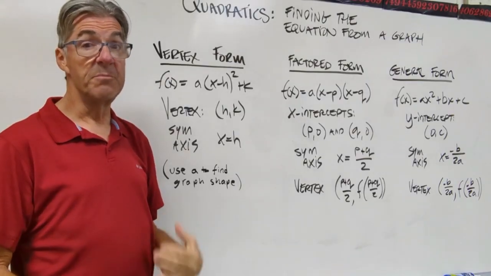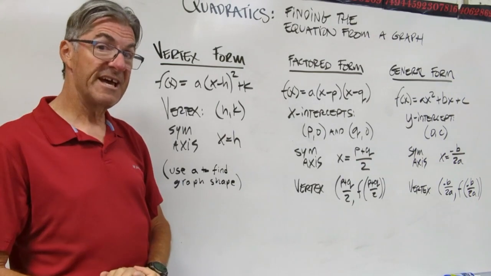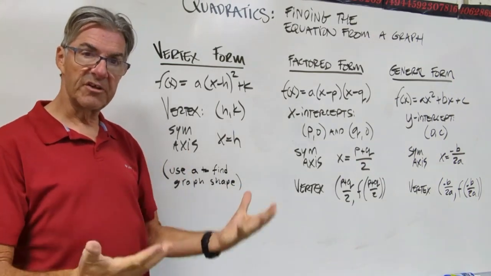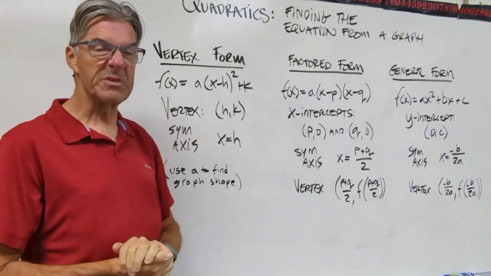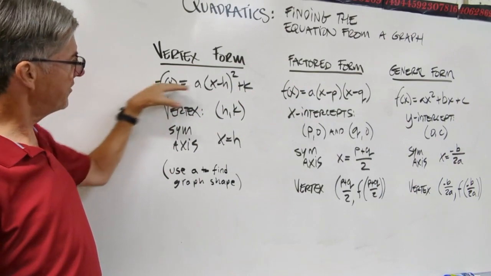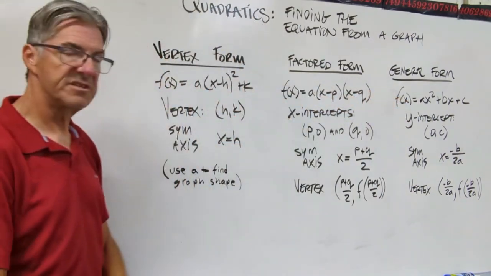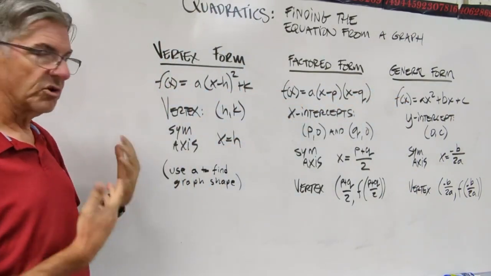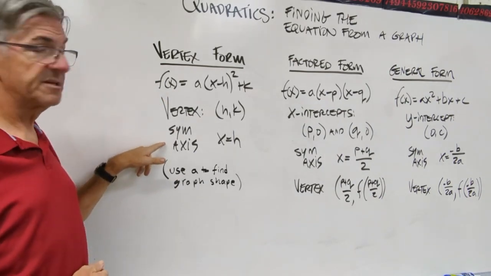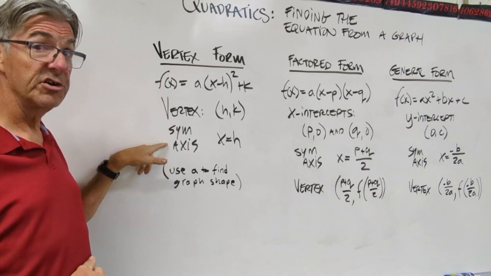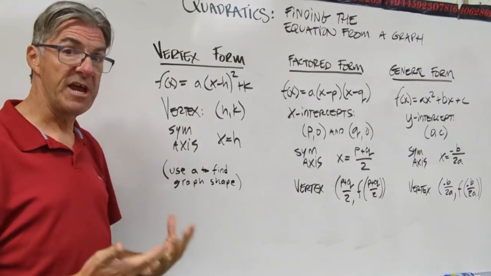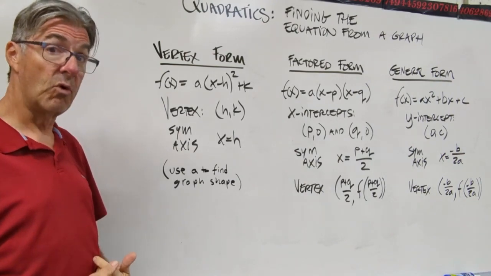I'd like to spend another minute reviewing what we get out of each of the 3 forms. So that table was a quick little summary, but now we can take a look at specifics. So check this out. I've got our 3 forms here with their form with just the letters. And just a quick summary here. Vertex form gives you the vertex, gives you the symmetry axis. If you want to make a good graph, you have to use the A term to figure out the shape, up or down, narrow or wide.